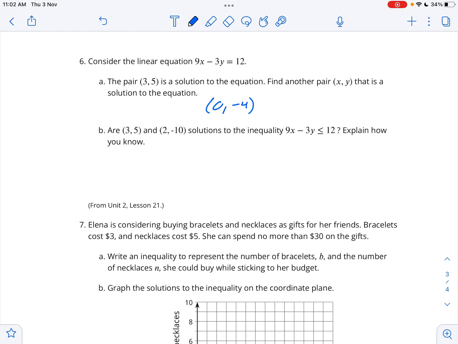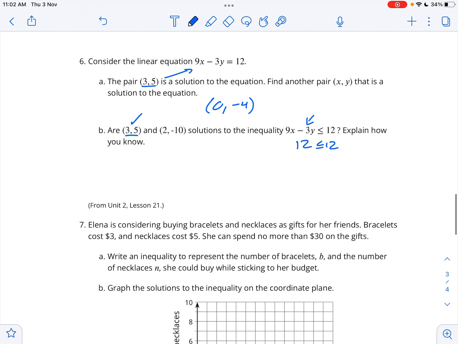Part B, are 3, 5, and 2, negative 10 solutions to the inequality? Explain how you know. Well, we don't have a graph here, so I'm going to plug them in. We know 3, 5 is a solution to this one. So that means if I plug 3, 5 into the inequality over here, it's going to give me 12 also, and 12 is less than or equal to 12. So this first one is going to be a solution.